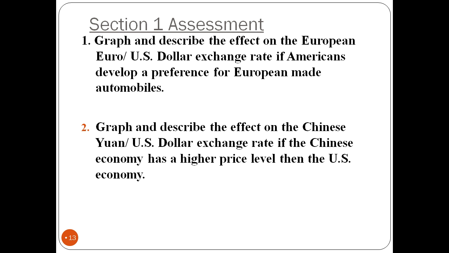Moving on to number two here, we're going to graph and describe the effect on the Chinese yuan/US dollar exchange rate if the Chinese economy has a higher price level than the US economy. So once again, we'll focus on the one-graph method. The focus is going to be on the dollar. So on the y-axis, you're going to have the US dollar relative to the yuan. On the x-axis, we're going to have the quantity of dollars, and the focus is on the dollar here. You increase the demand for the dollar or increase the supply of the dollar, and then you tell me what happened to the exchange rate. Did we have an appreciation or a depreciation of the US dollar?